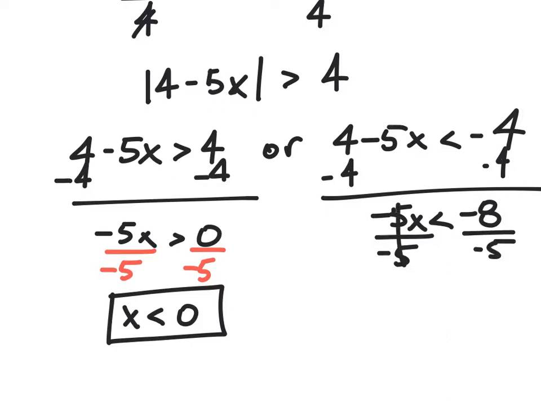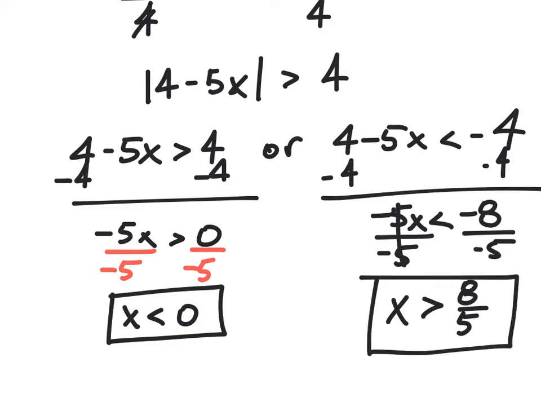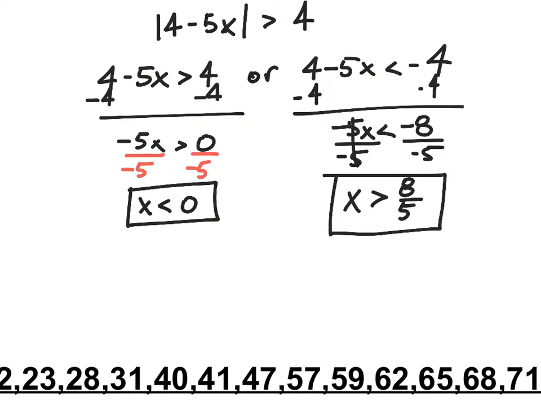These divide out. I'm going to get x is greater than positive 8/5. Okay, and so, in one of them you're less than 0. On the other one, x is greater than 8/5. So let's think of this in interval notation, or let's graph it first. I prefer to graph it. All right, so here's 0, here's 8/5.